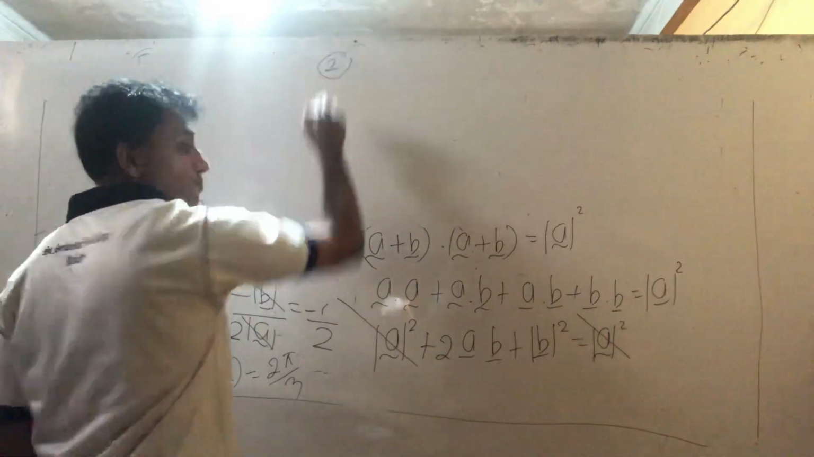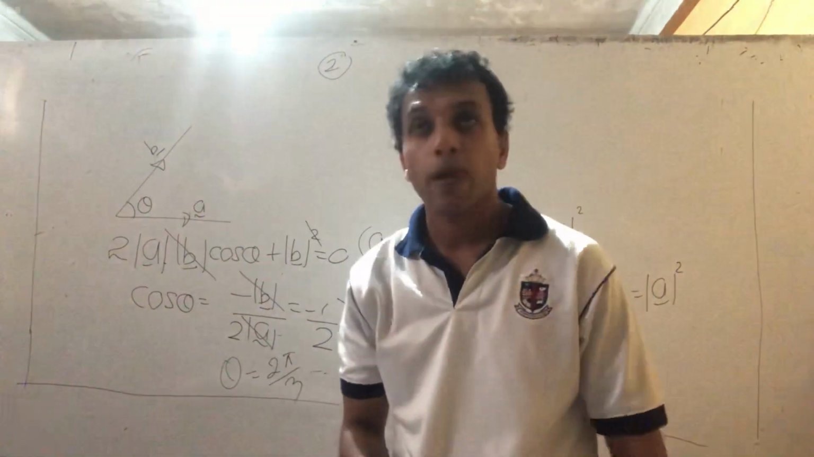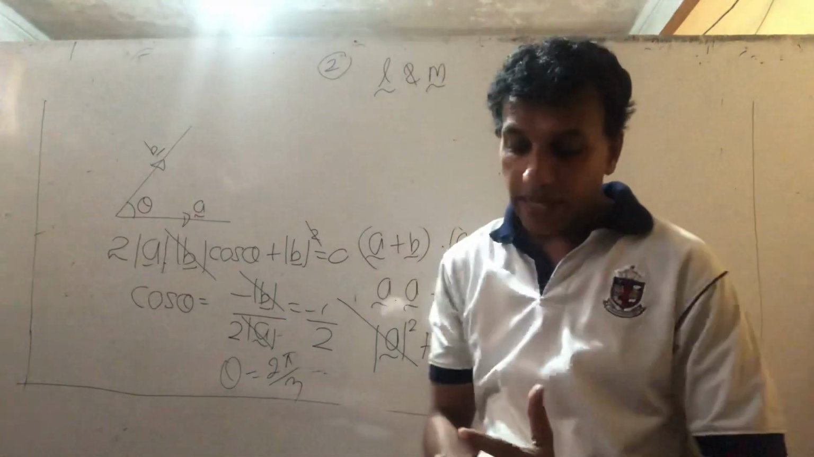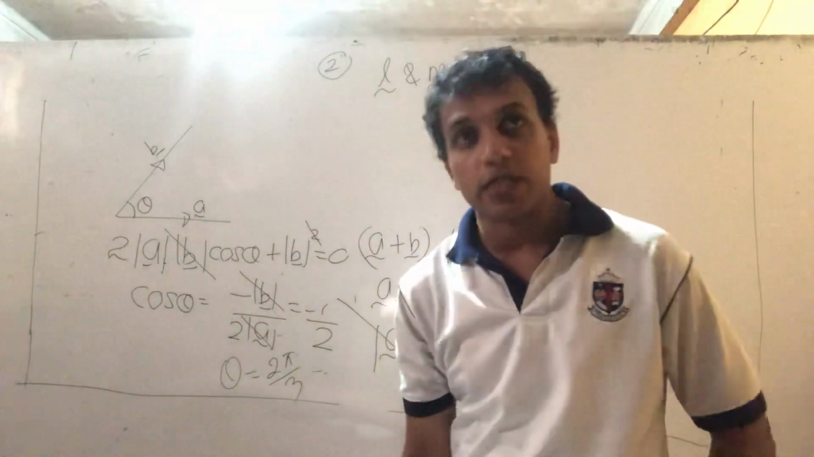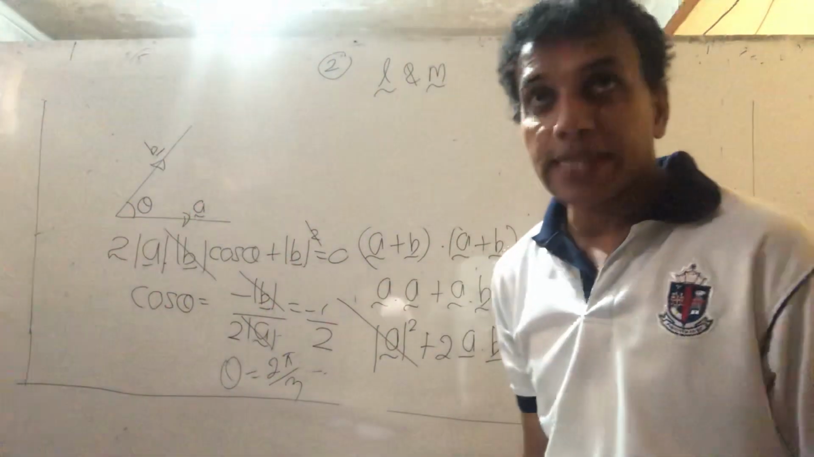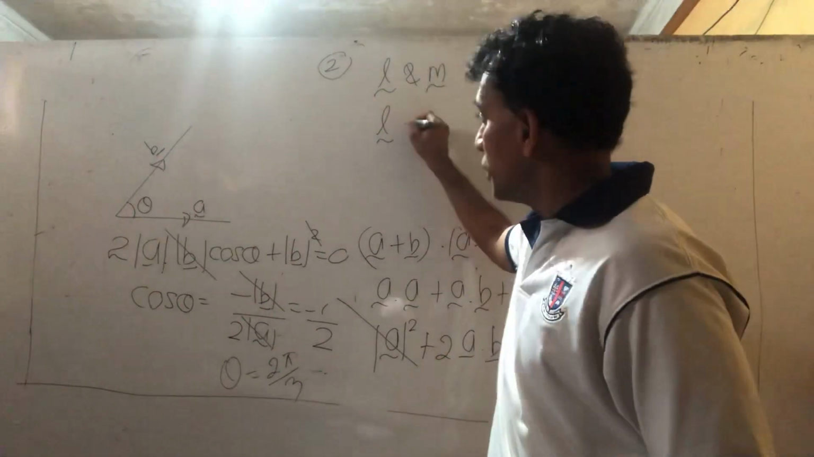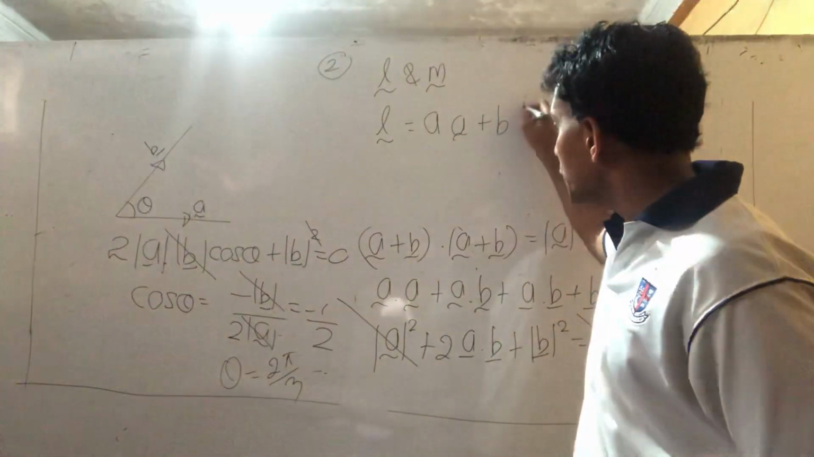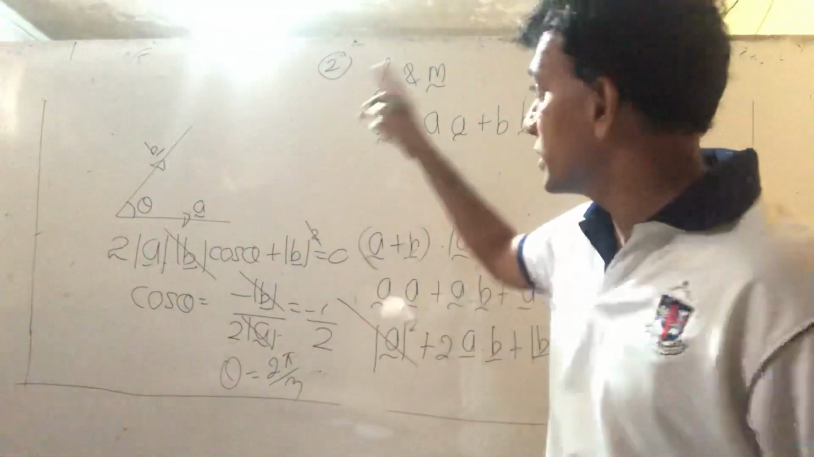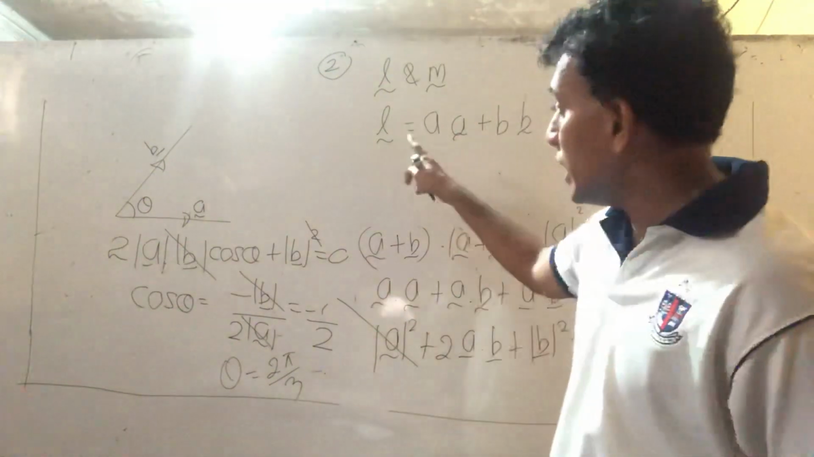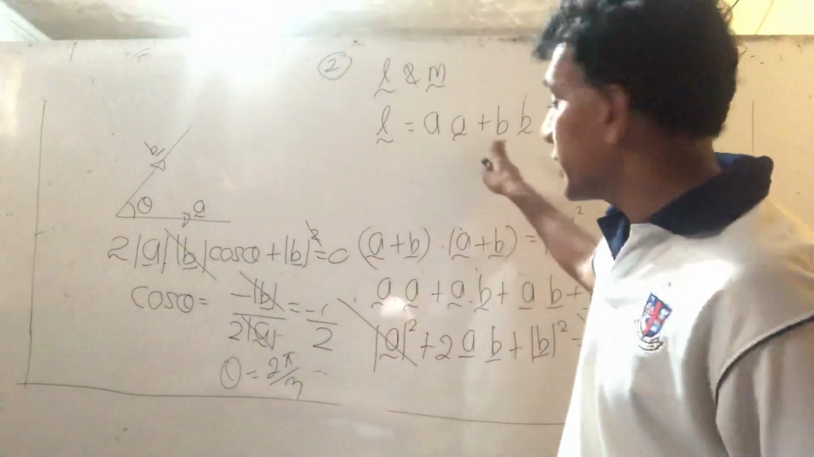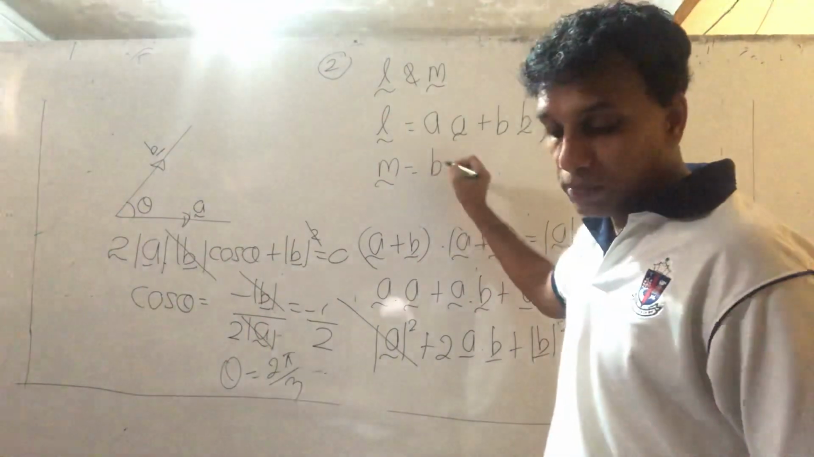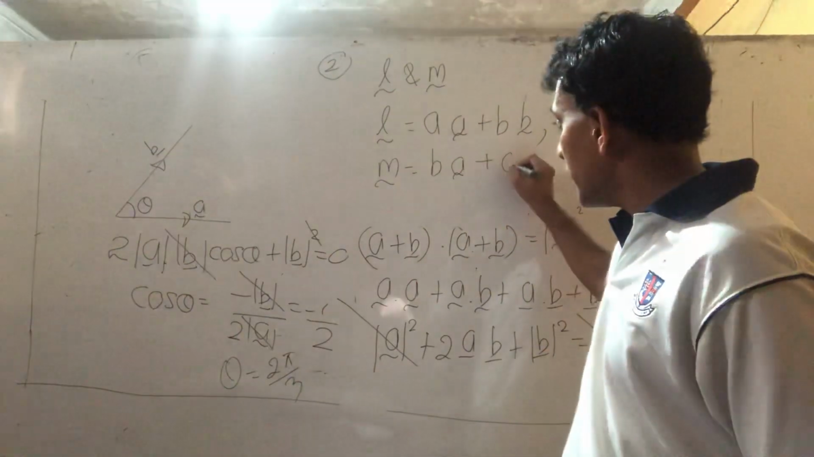Right, my second question, my second problem from this video. Write this: vector L and vector M are two vectors such that vector L equals A into vector A plus B into vector B, comma, vector M equals B into vector A plus A into vector B.